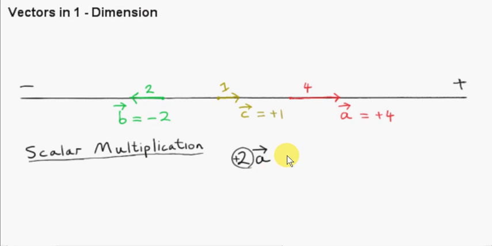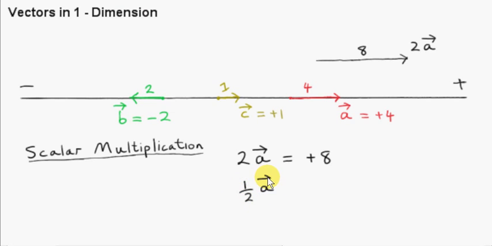So the vector denoted by 2A is a vector that's 8 units long and points to the right. So we've scaled our vector A by a factor of 2. We could also scale it by a factor that's less than 1. We could consider half A. Well, that's a vector whose magnitude is 2 and also points to the right.